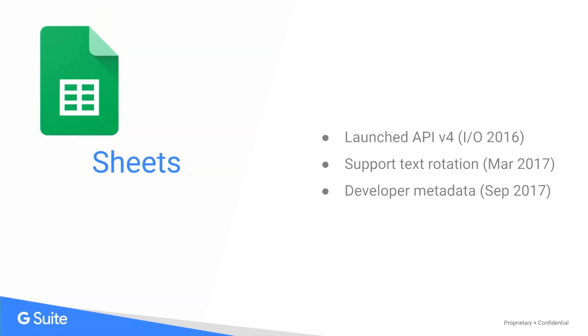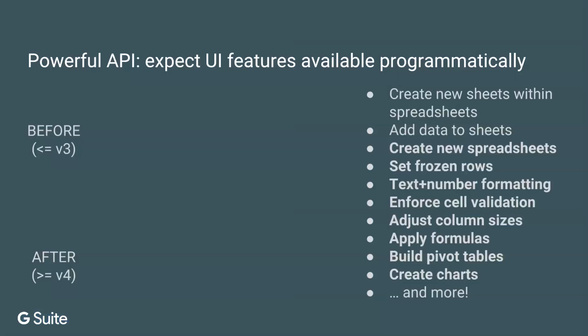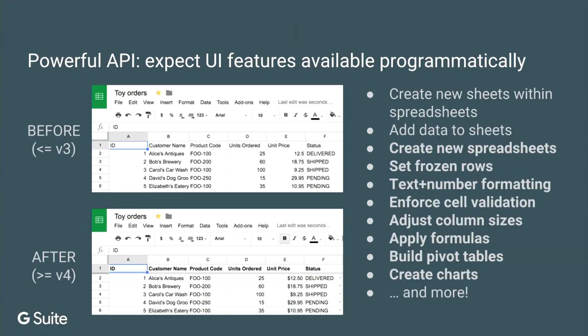Okay. All right. Google Sheets. So before we launched the new version 4 API, there were only certain things you could do with Google Sheets. Like version 3 API and older, you could only create new sheets within spreadsheets, add data to sheets, and of course, read data from sheets. And that was it. Okay, users told us that's not enough. We need to do a lot more than that to sheets.